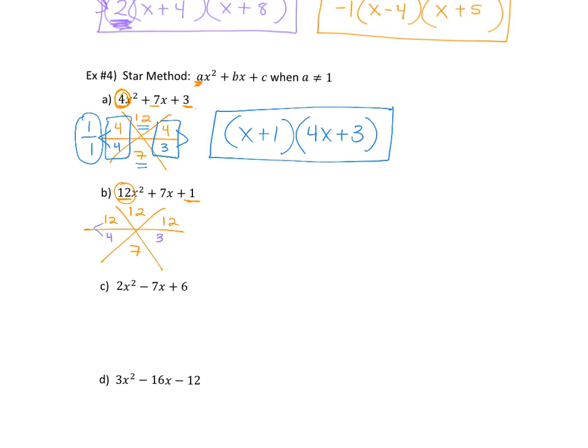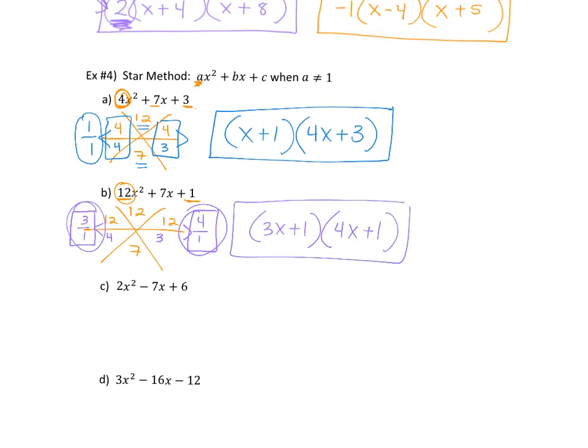But again, we can reduce. 12 over 4 is 3 over 1. So we're going to use this as our numbers. And this is 4 over 1. So use this as our numbers. And this is going to be 3x plus 1. And this is going to be 4x plus 1. And that would be your answer.